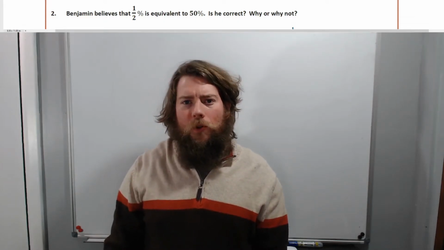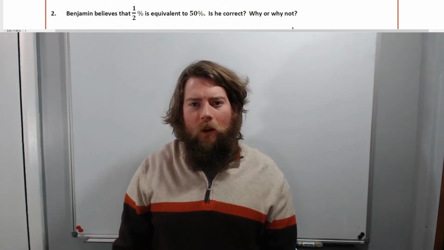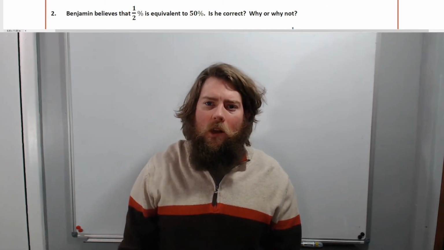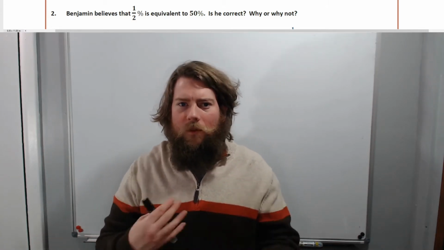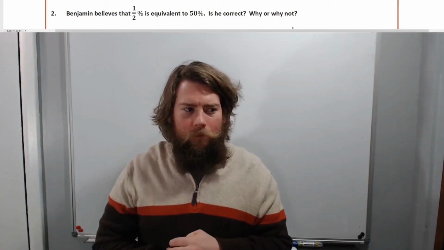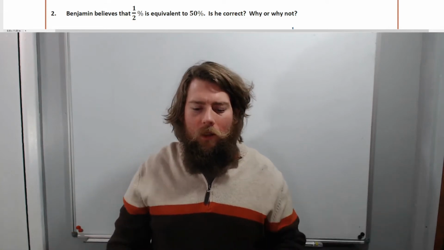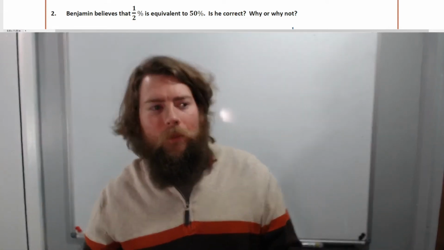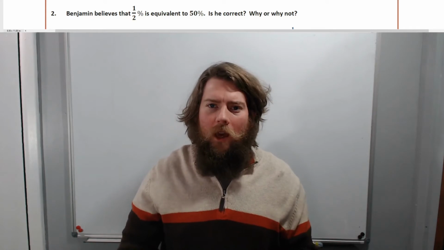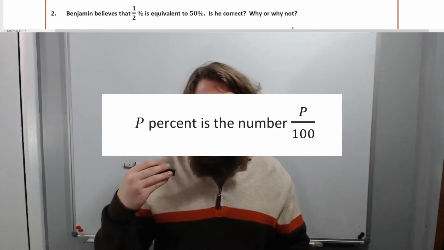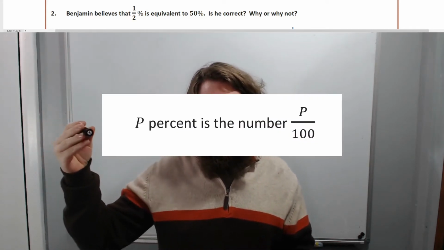Okay, for number 2, we need to figure out if Benjamin is correct. So he says that 0.5% is the same thing as 50%. What do we think? Is he correct? Is he incorrect? Let's work through the math to find out. Our definition of percent was that P% is the same thing as P out of 100.